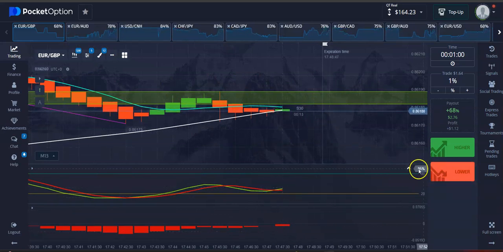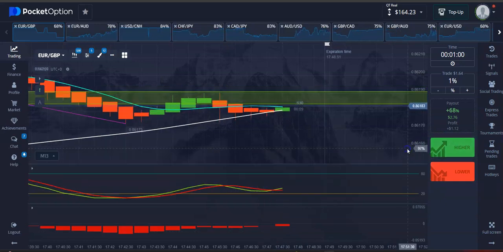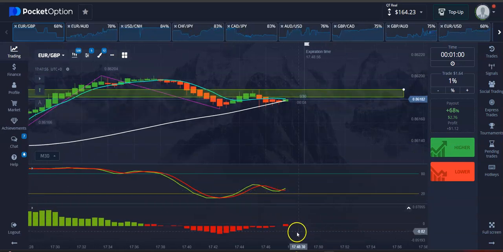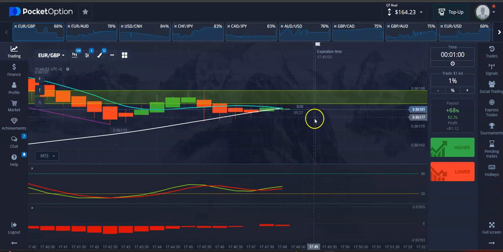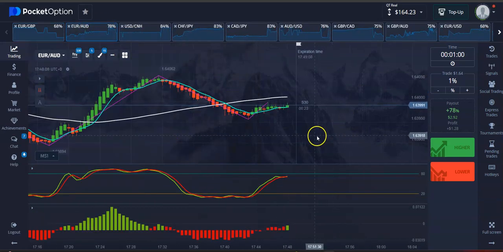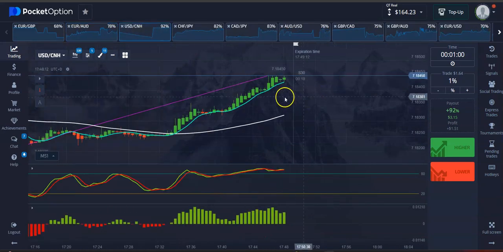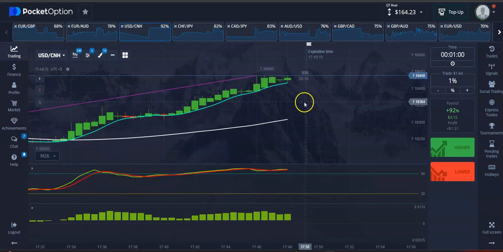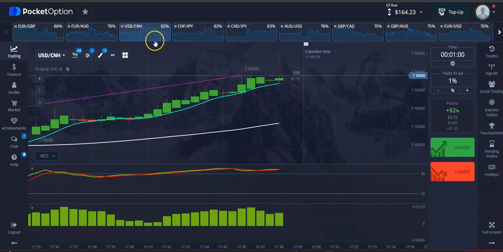We got a crossover in the stochastic. Let me open it up. Right here, crossover. It didn't reach the oversold level, but it was close. Next one is potentially going to be a green bar, still a red bar right now. Volume over here is very weak. So let's flick around and see what's up. Very, very small candles. This one is very bullish. And it's paying 92%.